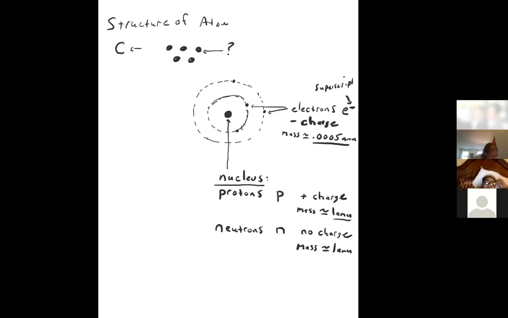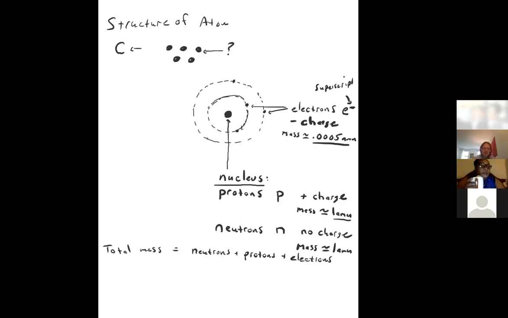And so the total mass of an atom is just equal to the sum of all the protons, neutrons, and electrons. So you just take the number of neutrons plus the number of protons plus the mass of the electrons. Okay, so let me show you an example here.